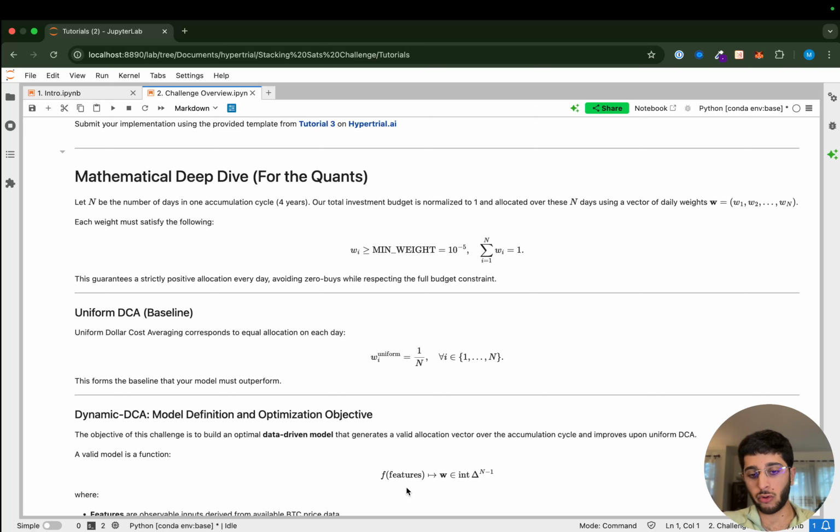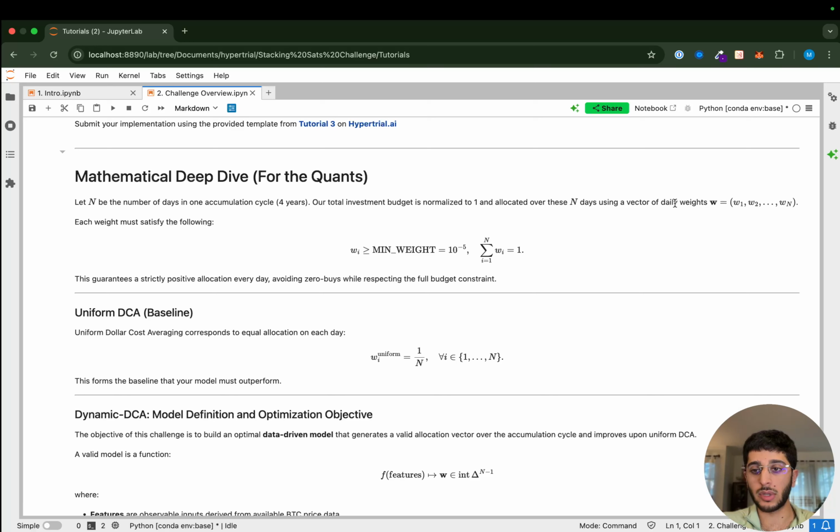Let's say your feature of choice is the 200-day moving average of Bitcoin price. Then you have some idea initially that when price is below the 200-day moving average, then perhaps this will dictate some level of desirability on each day. So this could be stage one.